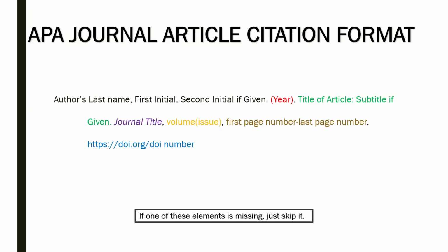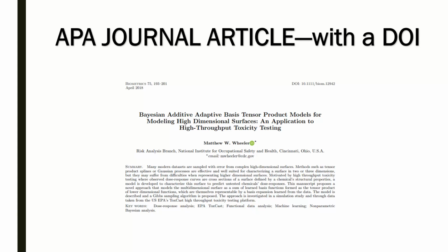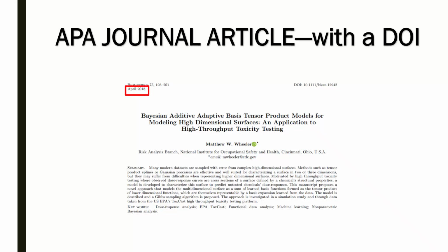Now that we've gone over the general format for a journal article citation in APA style, let's attempt to create the proper APA citation for this journal article. When I look at this article, who is the author? The author is Matthew E. Wheeler. Let's look for the publication year for this article. What is the publication date for this article? The publication date is April 2018.